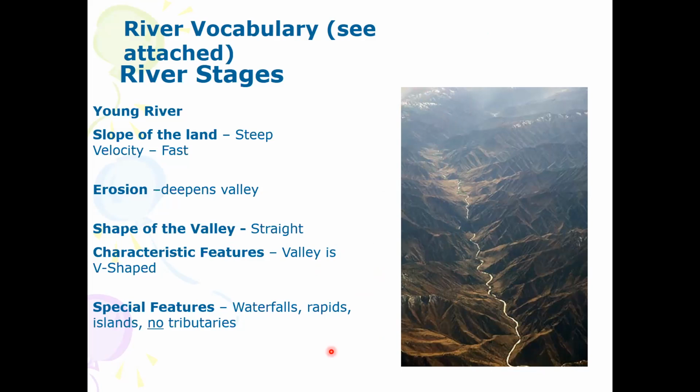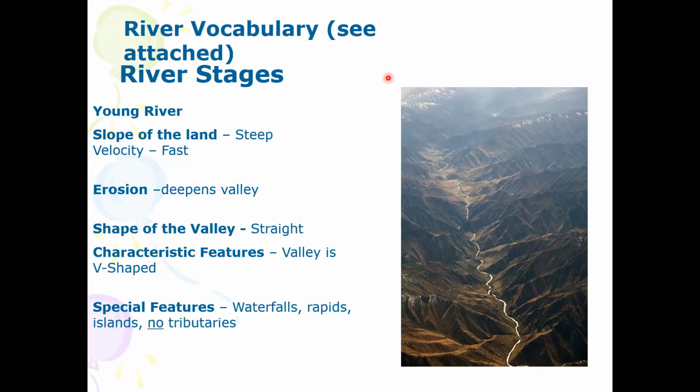So what kind of special features are we going to see? We're going to see lots of waterfalls, lots of rapids, maybe some islands. But the key is we're not going to see any tributaries. Okay, we're not going to see anywhere where water's kind of collecting or spreading out or anything like that. It's just going to be this very narrow, fast-moving stream.